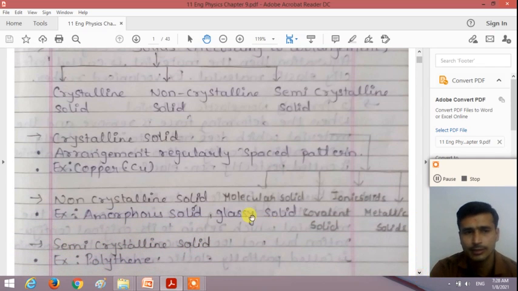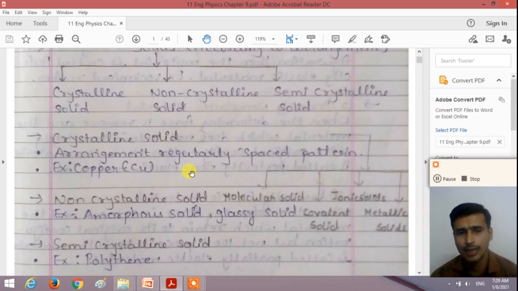So here, crystalline solid: if the arrangement of the constituent particles is a regularly spaced pattern, for example copper. If you see the unit of the crystalline structure of the copper, you will find that the arrangement of the constituent particles, it may be a molecule, it may be an atom, it may be an ion, or it may be a positive ion, is a regularly spaced pattern like an array, right? So this type of solids are known as the crystalline solids.